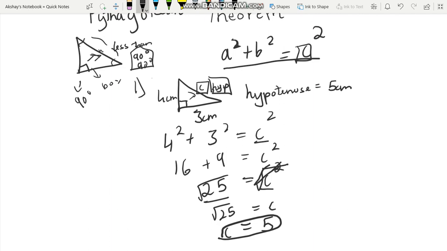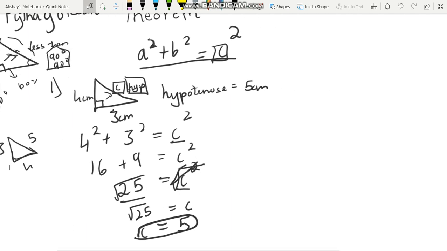This is actually a 3, 4, 5 triangle, and this is always the case. This is one of those triangles that it's always 3, 4, 5. So if you know that the two sides are 3 and 4, then you know the hypotenuse is 5. So let's move on to another example.